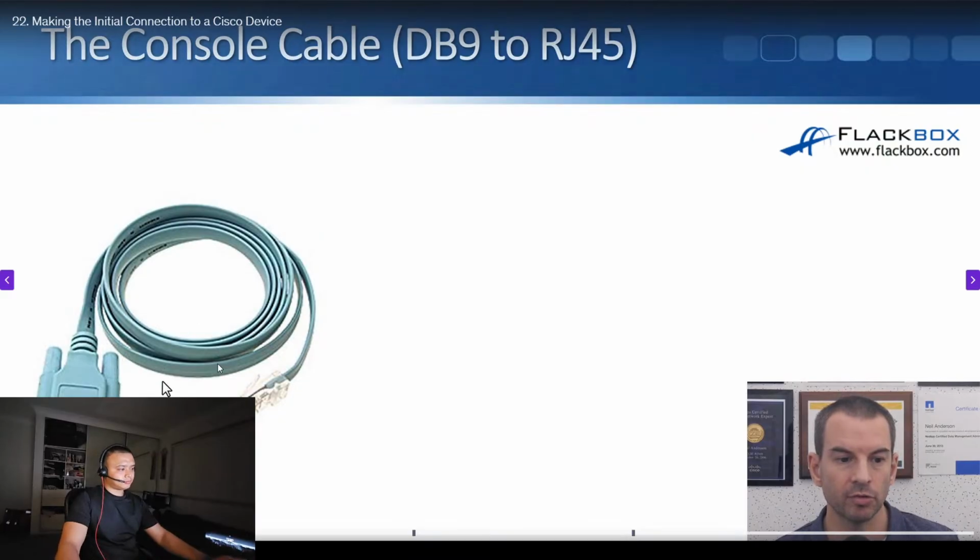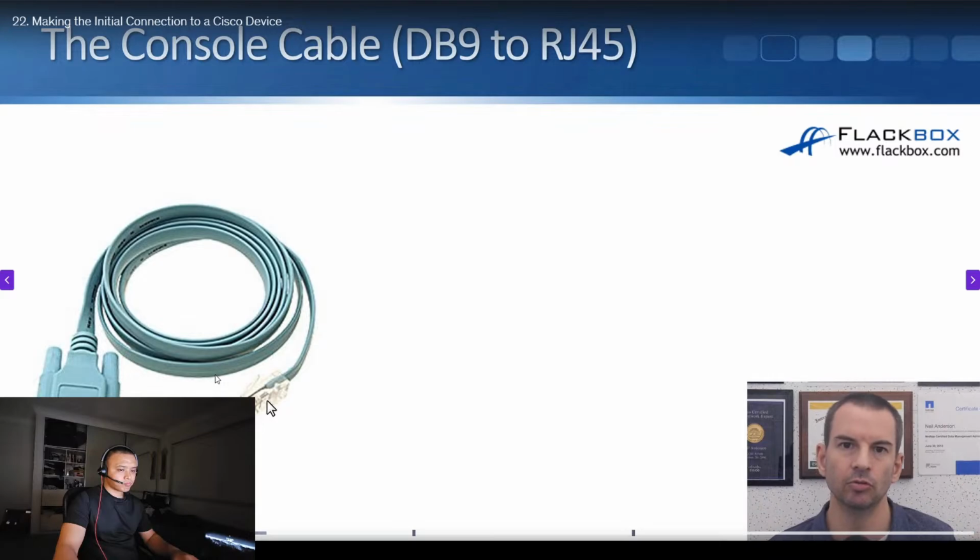And the console cable looks like this. You can see that it has a serial DB9 connector on one end. It's called DB9 because 9 pins go in here. And on the other side, it's got an RJ45 connector, similar to what you would see on a standard Ethernet cable. But this is absolutely not an Ethernet cable. It's not using Ethernet and it doesn't require IP addresses. This gives you low-level direct access to the command line.